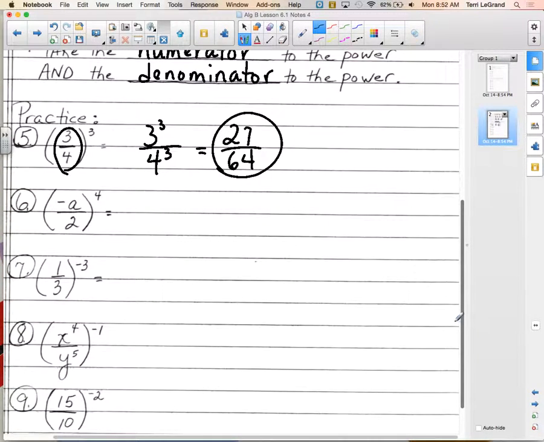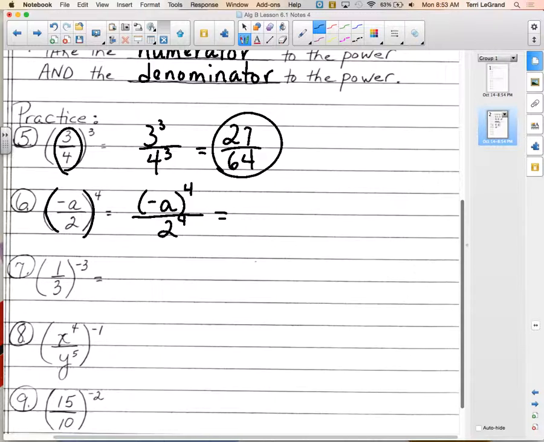Okay, let's move on to number 6. We have a negative a over 2. There's our division problem. That's being taken to the 4th power. And these parentheses, they're what show that the whole division problem has to be taken to the 4th power. Well, our numerator is negative, so we have to put it in parentheses because of it being negative and taking it to the 4th power. And then we have to take our denominator to the 4th power, but it's not negative, so we don't have to worry about parentheses around our 2.